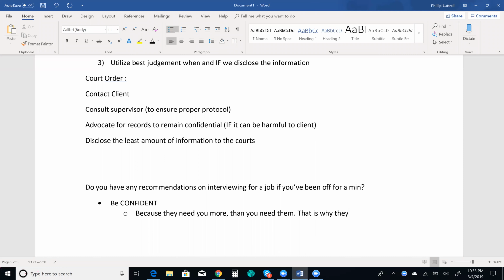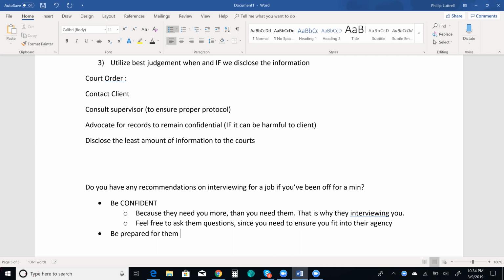That is why they're interviewing you. Also, feel free to ask them questions since you need to ensure you fit into their agency. So beyond being confident, you need to be prepared for them to explore your previous employment and experiences.